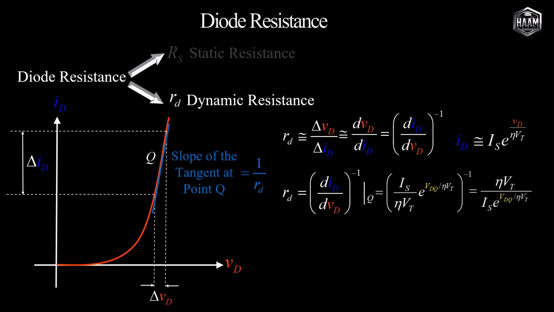The denominator equals I sub DQ plus I sub S, and since I sub S can generally be neglected relative to I sub DQ, as I sub DQ is typically much larger than I sub S, the dynamic resistance simplifies to approximately eta V sub T divided by I sub DQ. Therefore, once the DC operating point is known, both the dynamic resistance and the static resistance of the diode can be readily calculated.